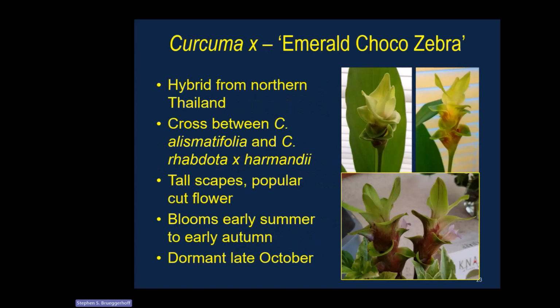So here's a plant that I've cultivated, and I think I successfully killed it. Even experienced horticulturists kill plants. That's how we learn, right? This is one hybrid with the name Emerald Choco Zebra. What I really liked about this plant was that wonderful variegation on the bracts. It had this almost chocolate color, but richer than a chocolate, a little bit more red. It's considered to be a hybrid from northern Thailand. It's a cross between Alismatifolia and several other species. It produces a tall scape, meaning those flowers emerge and raise up about 2 feet tall. They're a very popular cut flower.